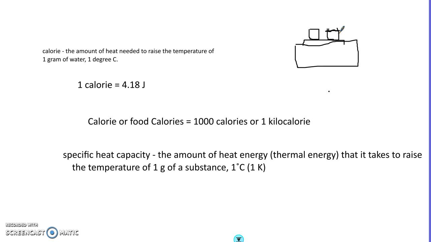The metal, on the other hand, if I knock it off this heat plate and set it over on the table, will cool down quicker than the water. So low specific heat means you will heat up quickly. You will also cool off quickly. A high specific heat means you will heat up slowly, but you'll also cool off slowly.